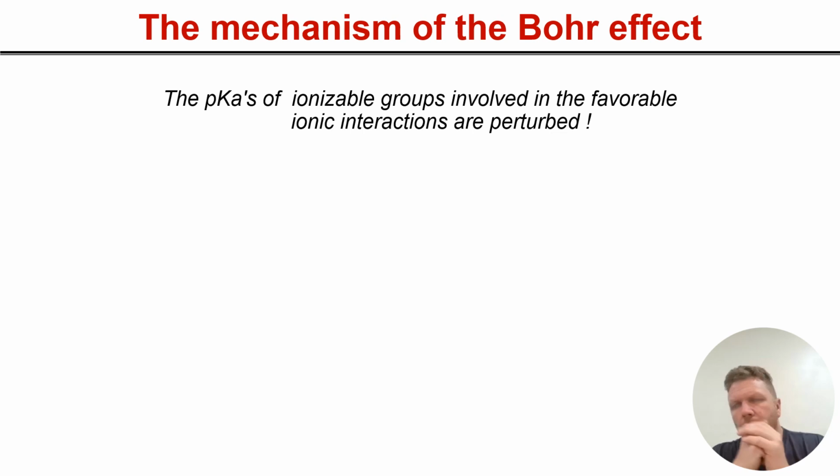So this phenomenon that I alluded to and showed on the previous slide is known as the Bohr effect, where the pH of the environment is going to influence hemoglobin's ability to bind oxygen. Now, what's worth noting about this is that the pKa's of ionizable groups involved in the favorable ionic interactions are disrupted.